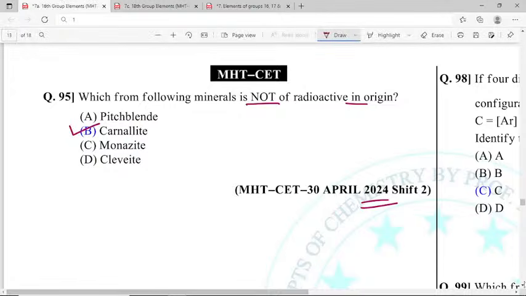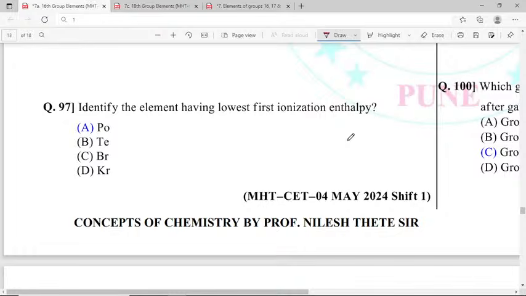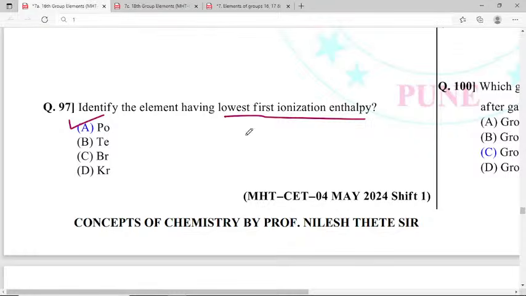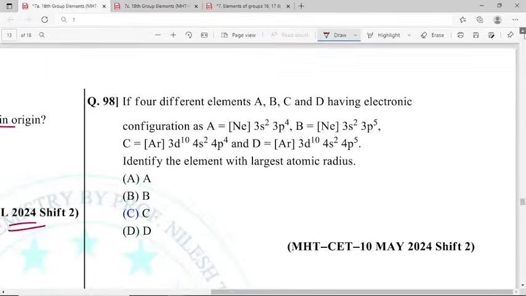Okay, next question, 2024, very, very important question. What is the value of electronegativity of oxygen? 3.5. This is fluorine, this is oxygen. Next, 2.48, 3.2. Oxygen's value is 3.5, and 4.0 for fluorine. Identify the element having the lowest first ionization enthalpy. Polonium has the lowest first ionization enthalpy. Top to bottom, the value decreases, so the value becomes lowest.